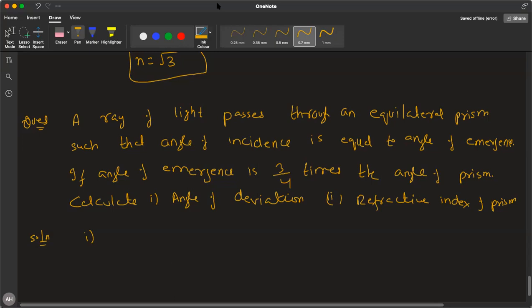Okay, Noor. Yes, the first part is correct. See, it's an equilateral prism. Put A equal to 60 degrees. Angle of emergence is given as 3/4 times the angle of prism, so it's 3/4 into 60 degrees. It's given that I and E are equal, so I is also 3/4 into 60 degrees. Now the calculation: angle of deviation, and then refractive index. You can use Snell's law.